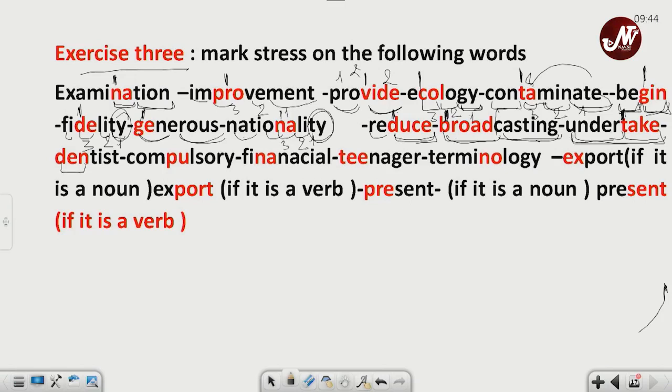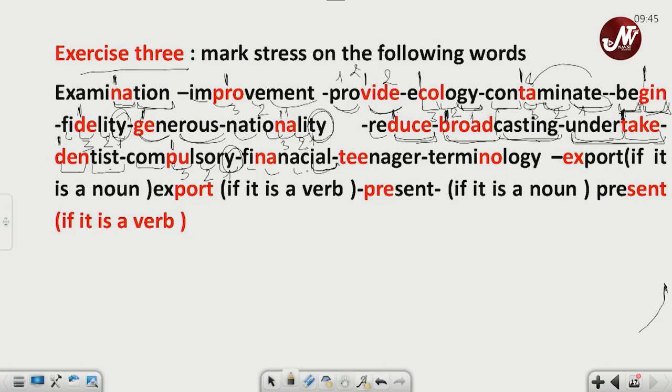Then we have dentist. So we have two syllables. If we have a noun with two syllables, we stress on the first part. Then we have the adjective compulsory. Then we have more than two syllables and it ends with -y. So we count from the end because it's an anti-penultimate stress. So we say 1, 2, 3 here. So what do we say? Compulsory. Then financial, also it ends with -ial. So it's also an anti-penultimate stress.